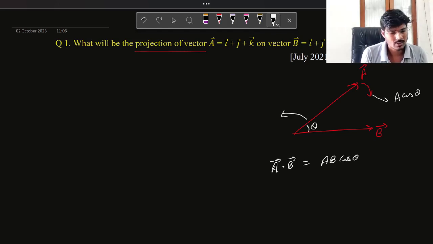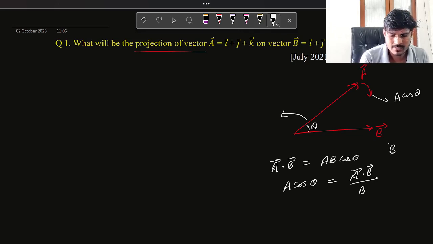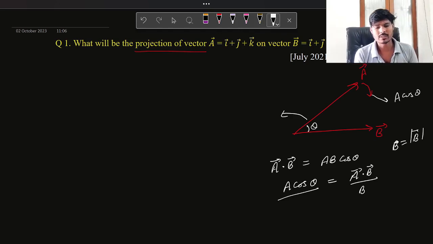A cos theta. So here what do we have to calculate? We have to calculate A cos theta, that is being equal to A dot B over B, where B is the magnitude of vector B. Okay, so according to what we have to calculate, A cos theta is equal to A dot B over B.